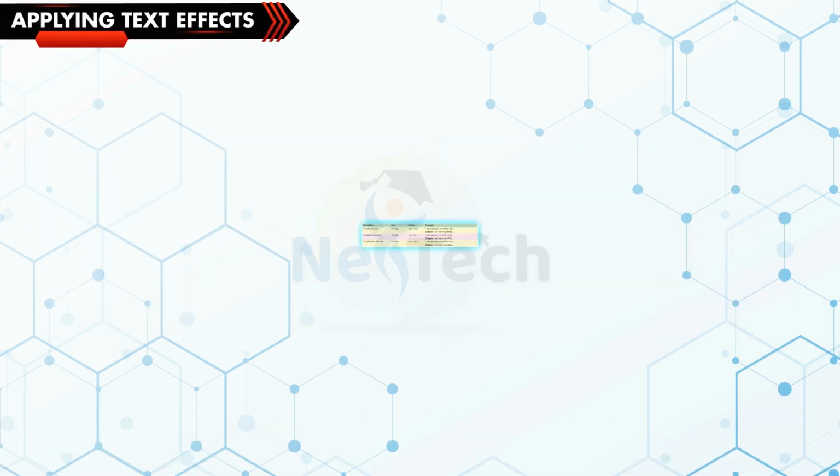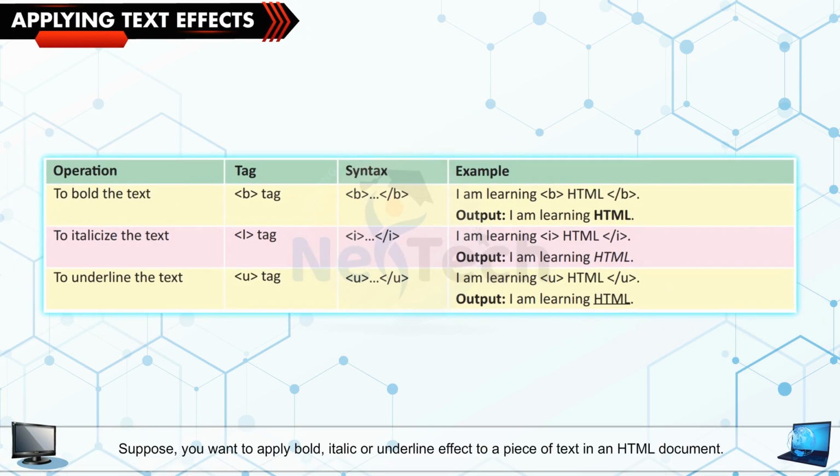Applying text effects. Suppose you want to apply bold, italic or underline effect to a piece of text in an HTML document. Which tags are used to accomplish this operation? To learn about these tags, carefully examine this table.